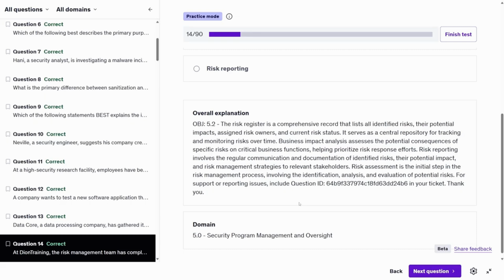Business impact analysis assesses the potential consequences of specific risks on critical business functions, helping prioritize risk response efforts. Risk reporting involves the regular communication and documentation of identified risks, their potential impact, and risk management strategies to relevant stakeholders. Risk assessment is the initial step in the risk management process, involving the identification, analysis, and evaluation of potential risks.